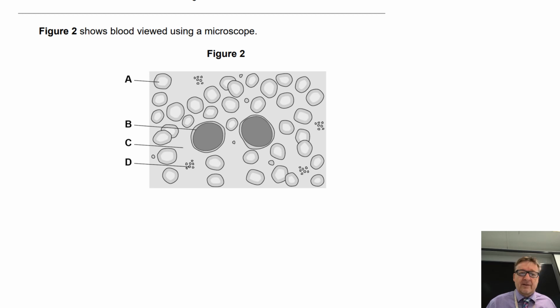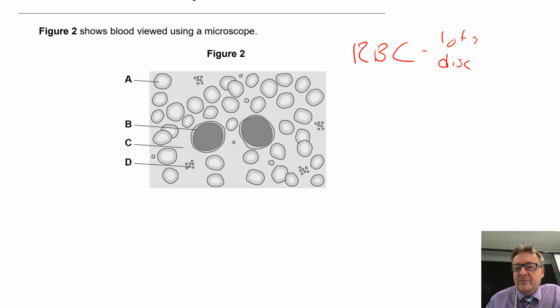Right, figure 2 shows blood viewed using a microscope. Right, blood. Let's think about blood. I'm going to do it in red. Right, what's in blood? Red blood cells. Okay, what are they? There's lots of them. They're donut shaped, so they're like a disc. Predominantly more than most. What else have we got in it? We've got platelets.